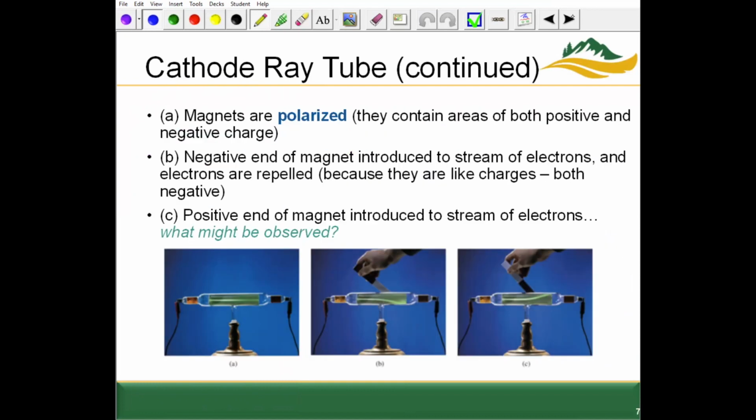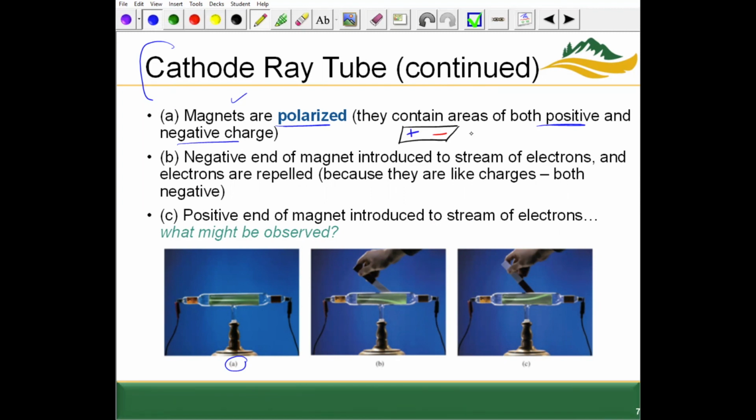The way that Thomson was able to understand and recognize that electrons are negatively charged is through this design, his cathode ray tube experiment. What he did is he took magnets which are polarized, so we'll see polarized again a little bit later on in the semester. What polarized means here for a magnet, and you're also used to hearing about the north and south poles of the Earth, is that because magnets are polarized, they contain areas of both positive and negative charge.